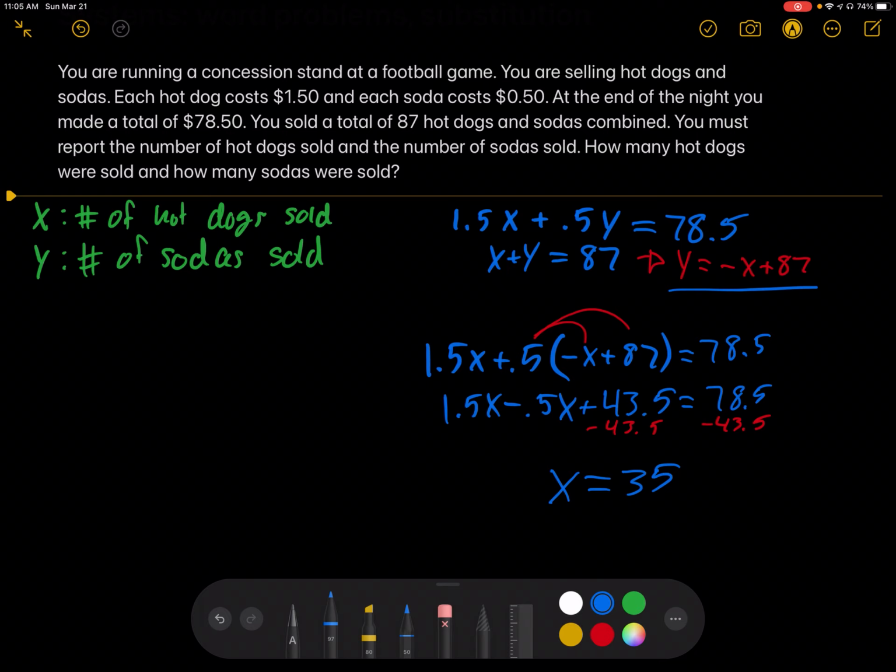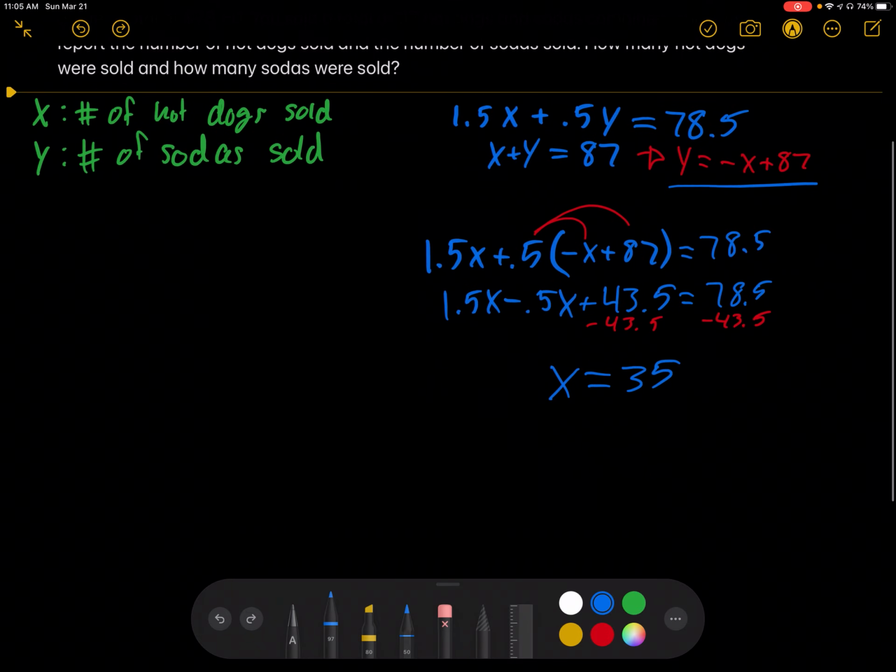So if we go back up and remember what x is, up here, x is going to be our number of hot dogs sold. So that's one of our answers. It asks how many hot dogs were sold and how many sodas were sold. So we know now 35 hot dogs were sold, but we still have to answer the other side of it. How many sodas were sold?